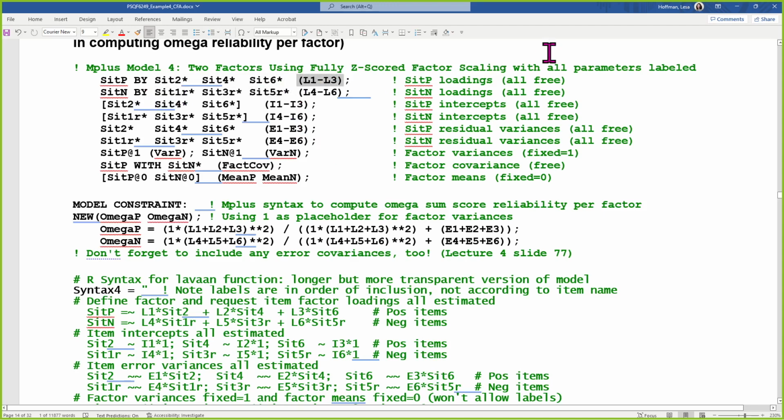These are labels. So the loading that goes with item 2 onto this factor is now called L1. The loading that goes with item 4 is going to be called L2, and the loading that goes with this one is going to be called L3. Now, why would I do that? To make it do math with my loadings. So I am setting up the idea of what I refer to as estimate statements in SAS, LinComs in Stata, general linear hypothesis tests in R. Basically, if I want it to do math on the model parameters, I label the parameters and then I can ask it to do math.